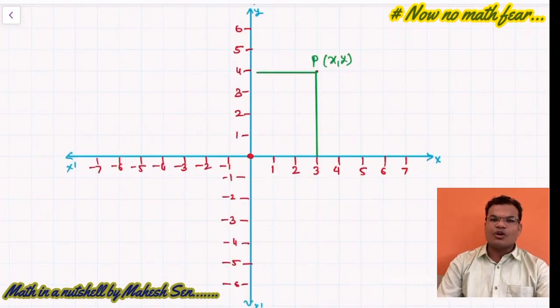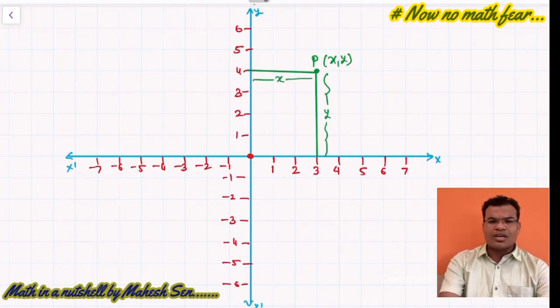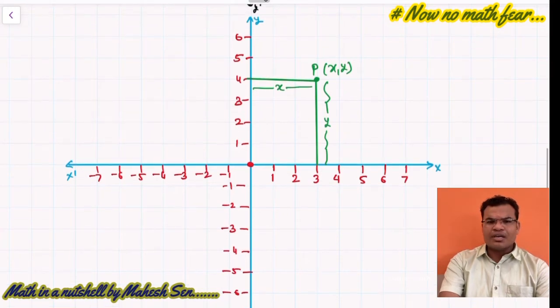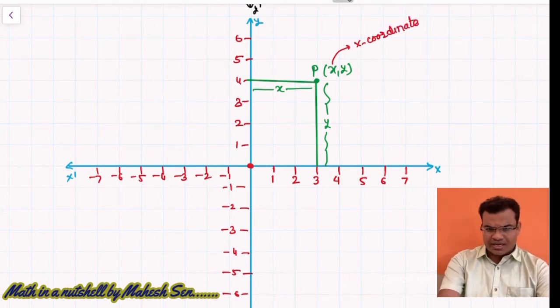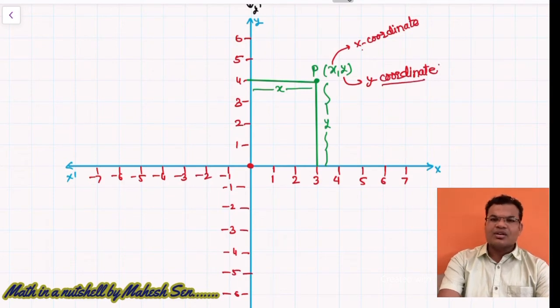After this, we will go for the next topic. Suppose P is any point which lies in the first quadrant or any quadrant, and we generally denote the coordinates of the point as x comma y. So what are the coordinates x comma y? The x coordinate is the distance from the y-axis, and the y coordinate is the distance from the x-axis, right? So these are the two basic concepts.